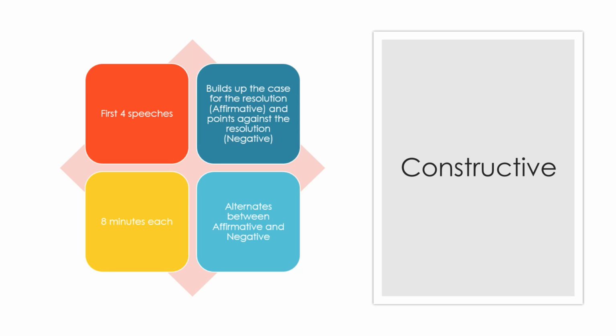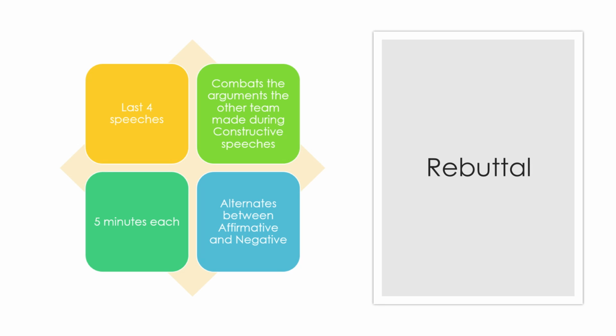A constructive speech is one of the first 4 speeches of a debate round. They build up the case for the resolution on the affirmative side and points against the resolution on the negative side. Each constructive speech is 8 minutes long, and they alternate between affirmative and negative speakers. The rebuttal speeches are the last 4 speeches of a debate round. They combat the arguments that each team made during the constructive speeches. Each rebuttal is 5 minutes long, and again they alternate between affirmative and negative.